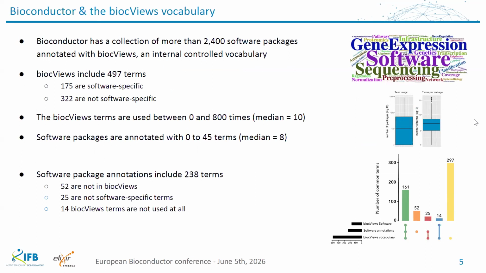Software package annotations include 238 terms, and they are not necessarily in BiocViews. There are 52 terms that are not in BiocViews. There are 25 terms in the software annotations that are not software specific, and there are BiocViews terms that are not used at all.